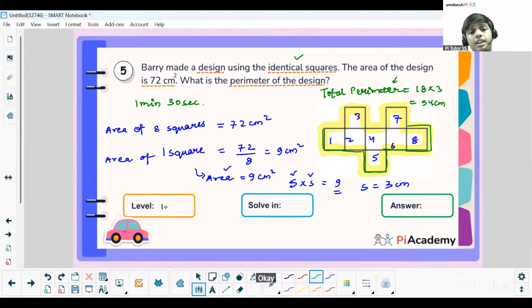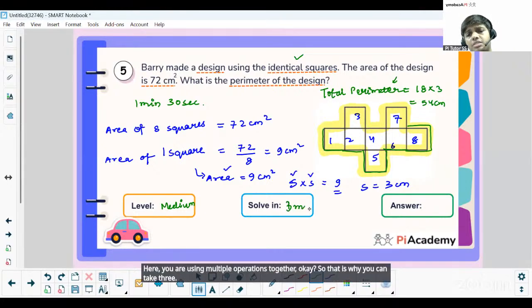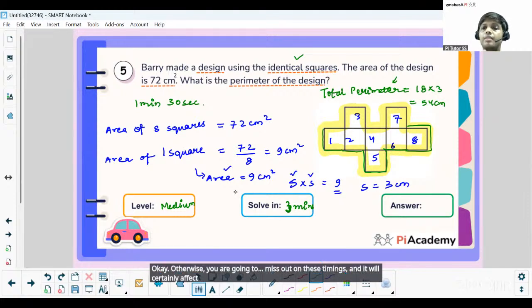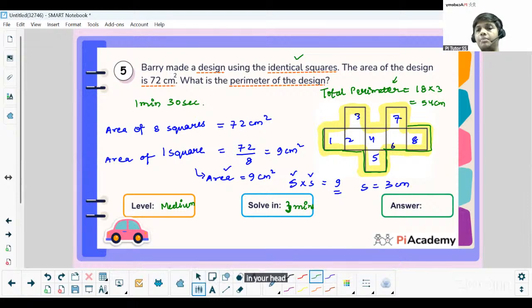Now the level is going to be certainly a medium one. Here you are using multiple operations together. So you can take 3 minutes to solve this question. But please make sure that you are saving your time by remembering all of the formulas. Otherwise, you are going to miss out on timings and it will certainly affect your performance in the 11 plus examination as well. So you always have to keep the examination in your head before attempting any question.